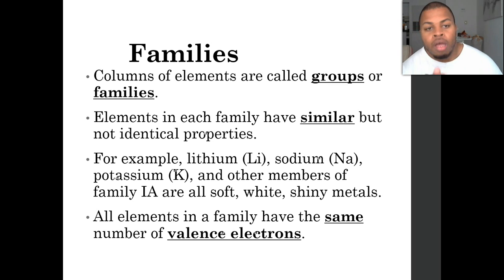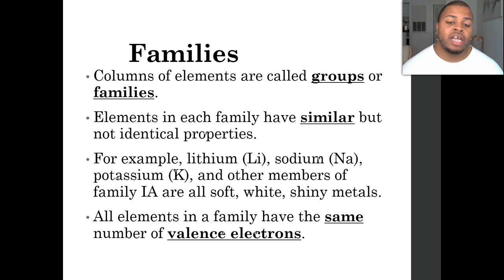Now, the first statement we just talked about, columns of elements are called groups of elements or groups or families. Elements in this have similar but not identical properties. For example, if you remember back to the video that I showed in class, or if I haven't, I'll show it tomorrow. When we look at things like lithium, sodium, potassium, these are all in the group 1A family. And these are all soft, white, shiny metals.